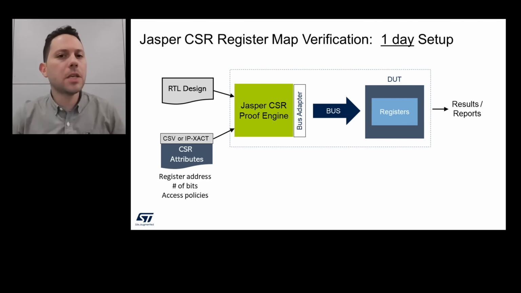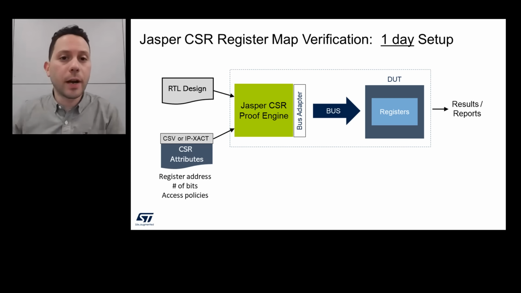The second step is to connect the Jasper bus adapter to the device under test. And Jasper then automatically generates the proofs and exhaustively proves all the properties written in the CSV file. And if a failure exists, Jasper automatically creates a counterexample for us. Therefore, the debug time is 0.